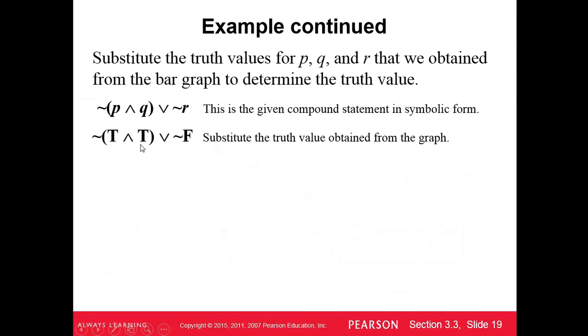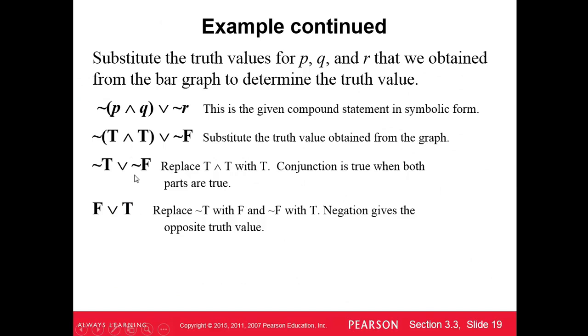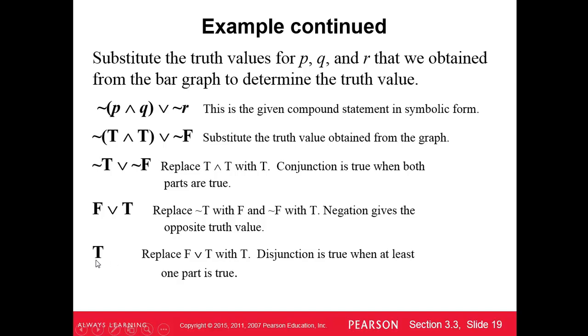Now inside parentheses here, we have true and true, which is true. And then we negate the true, which means we're going to get false. And we negate the false, which means we're going to get true. False or true. The final result is going to be true because a disjunction is true when at least one of your parts is true. So we could say for that specific case, for when P and Q are true and R is false, the final value of our statement is that it's true.